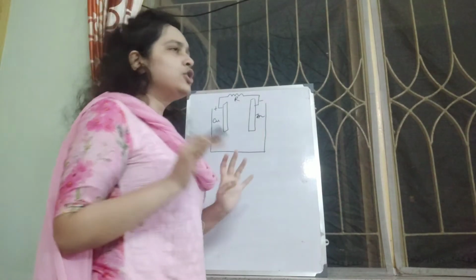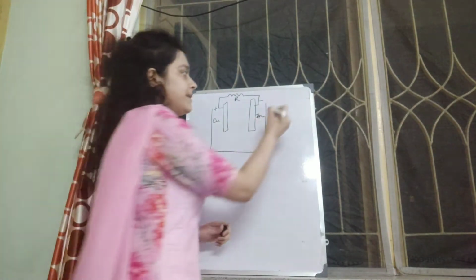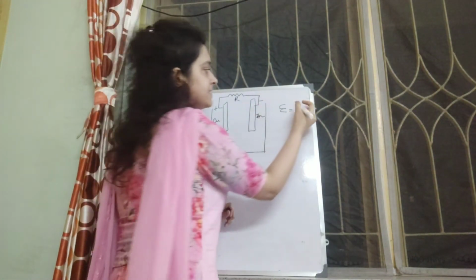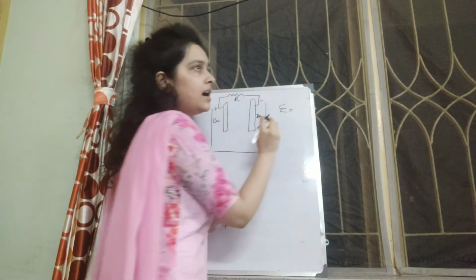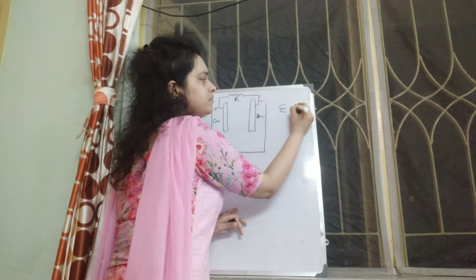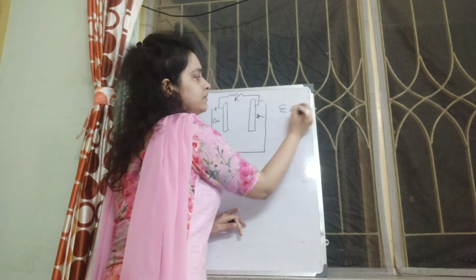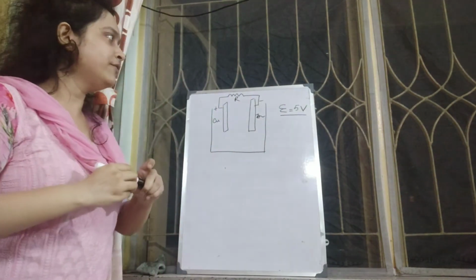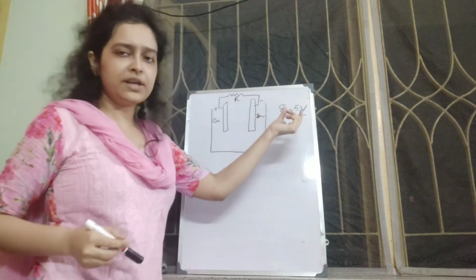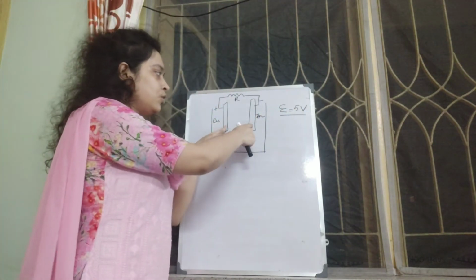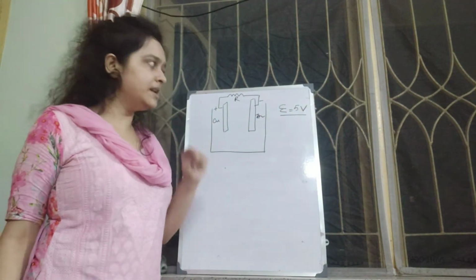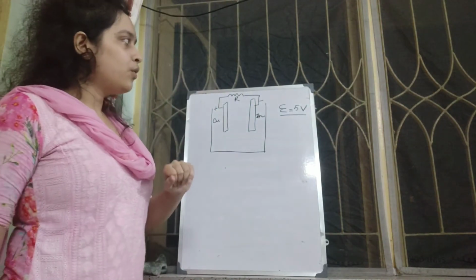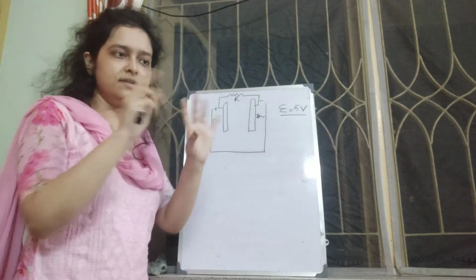Now say you are using a cell of EMF. What is this sign called? It's known as epsilon. Say you have used a cell of EMF 5 volt. So this is a cell which has an EMF of 5 volt. That means the potential difference between the two electrodes or the two terminals of the cell in open circuit condition, that is, when we are not drawing any current using the cell, is 5 volt.